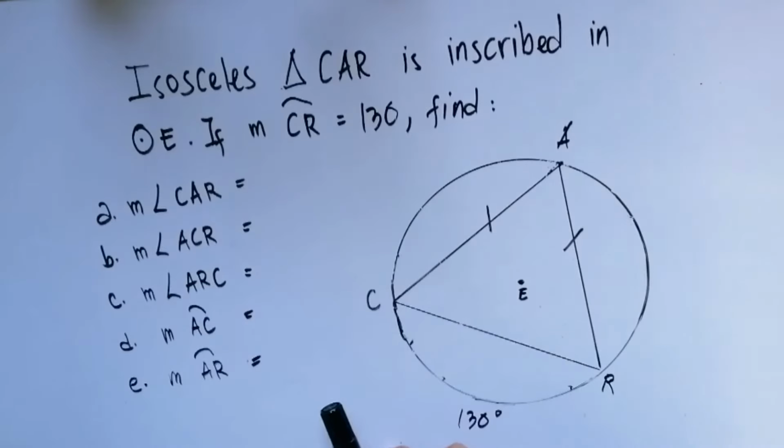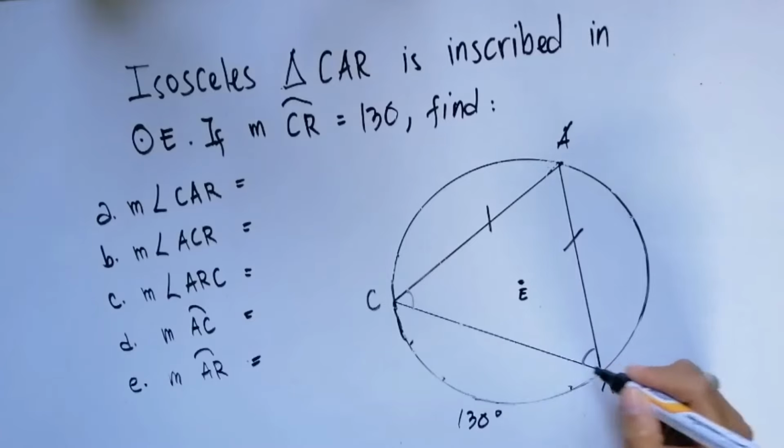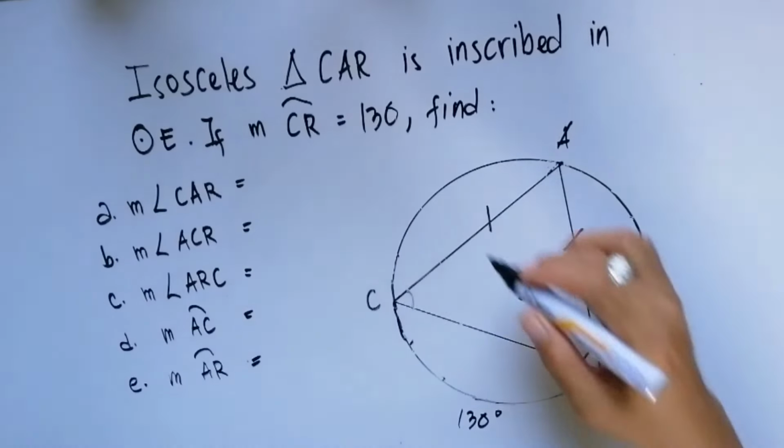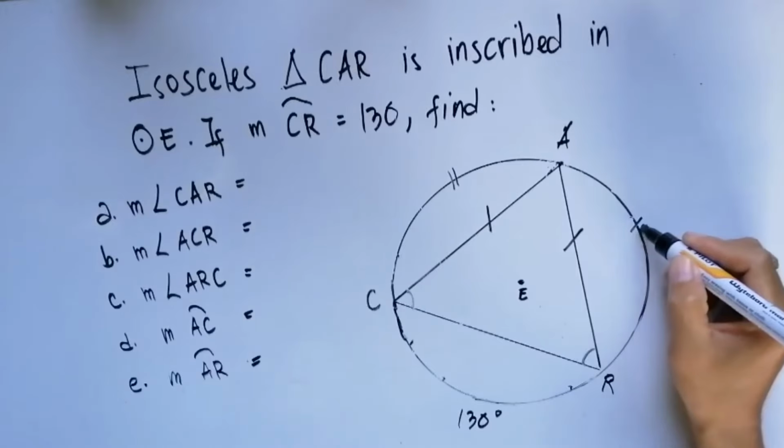Isosceles triangle CAR is inscribed in circle E. If the measure of arc CR is 130, find the measure of angle CER. Since the given triangle is isosceles, this means that the two legs are congruent. Then the opposite angles are also congruent. So the measure of this angle C is equal to the measure of this angle R. And the measure of this intercepted arc is equal to the measure of this intercepted arc.